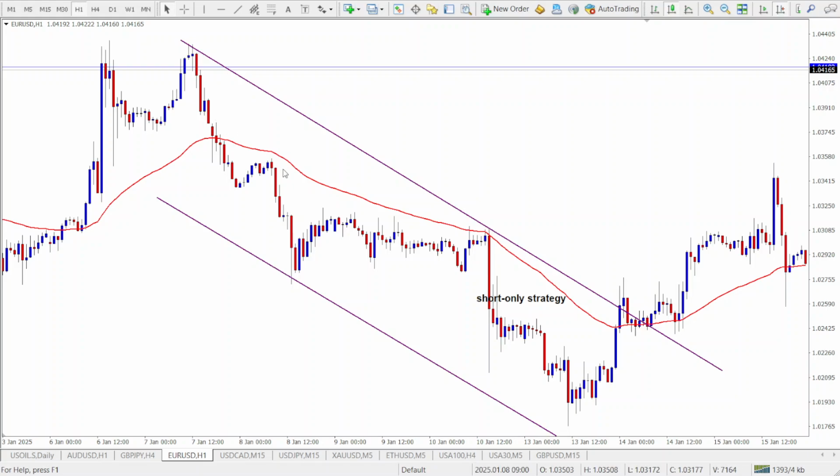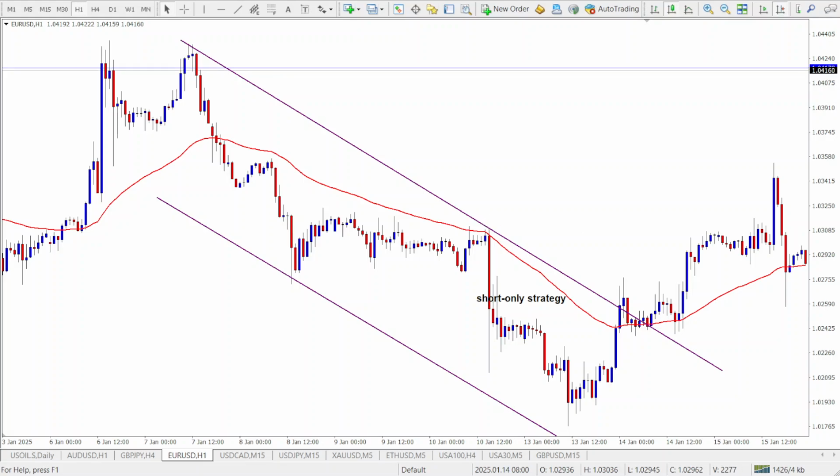We can see now that as the price got rejected around this trend line resistance and dropped below the moving average consistently, it was being rejected below the moving average. The moving average was serving as a ceiling. So we can see that this is a good bearish trend.